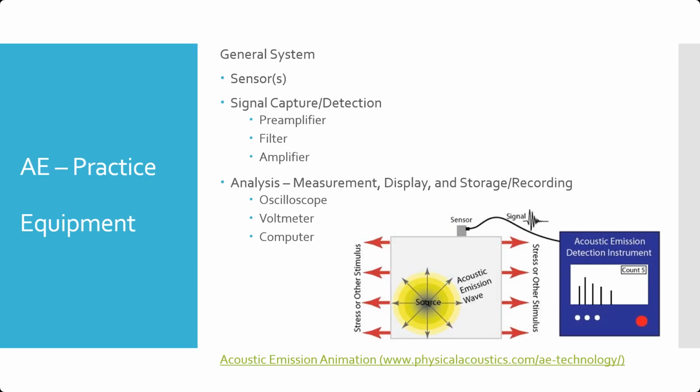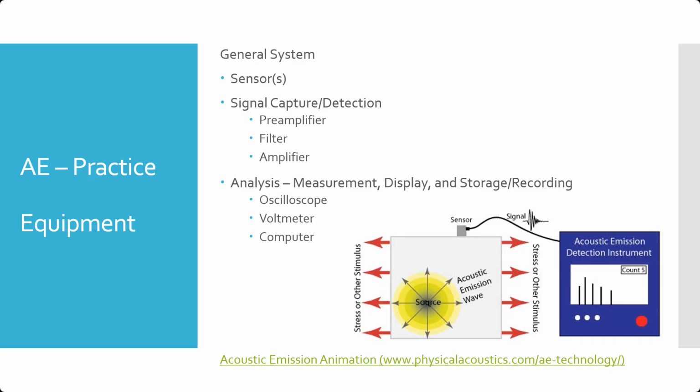So the equipment should look fairly similar at this point because it's actually very, very similar to ultrasonic testing equipment, minus the fact that usually we aren't generating the sound. We're not generating the sound wave. We're just looking at the receiver side of it, okay? And so we have our sensors and then some kind of signal capture and detection equipment, which usually involves amplifiers and preamplifiers, potentially filters.